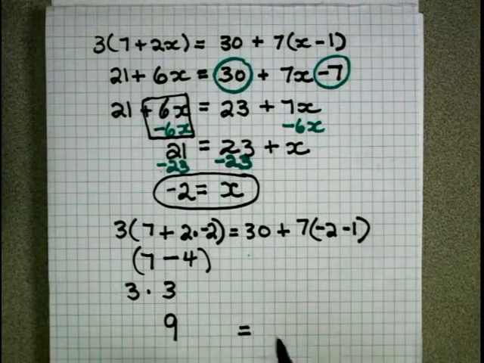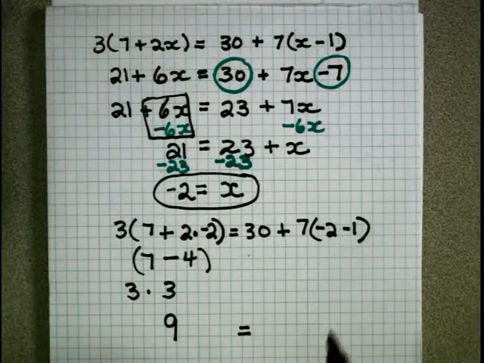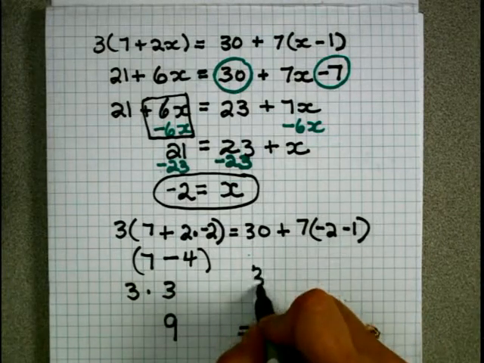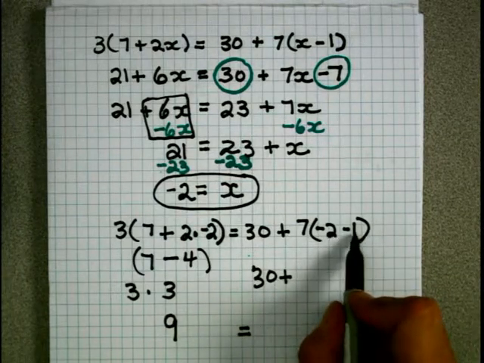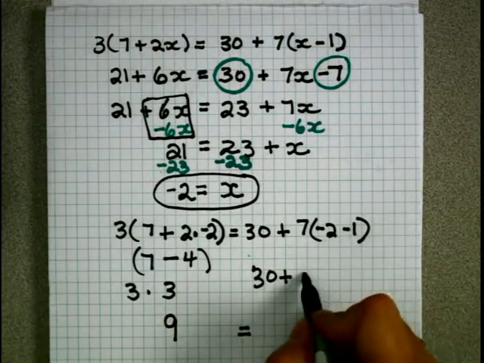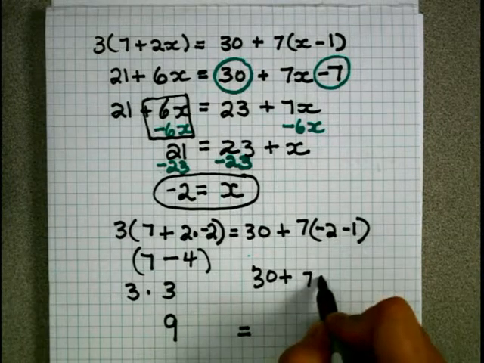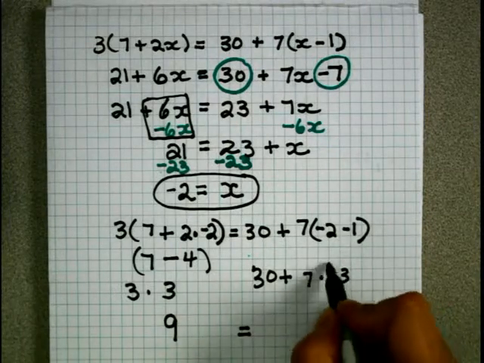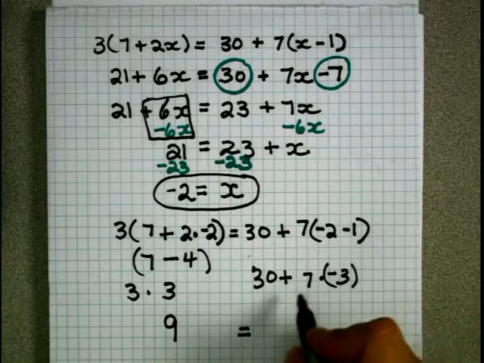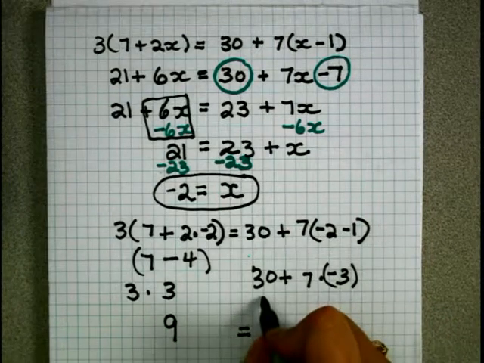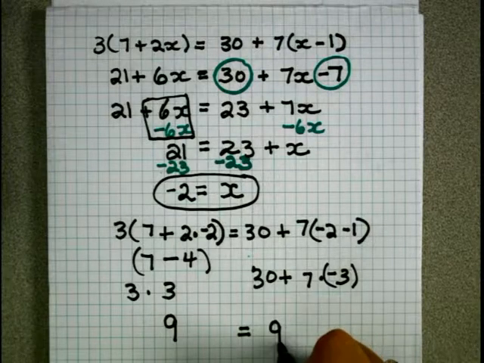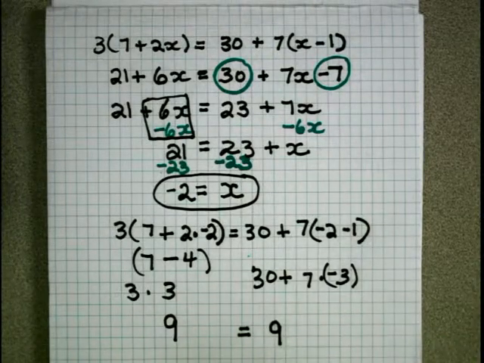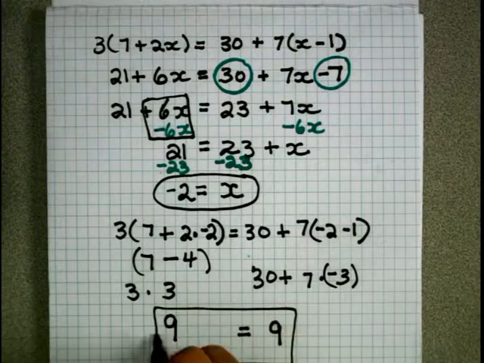We've got to make sure it's going to work on this side of the equation. We have a 30 plus, inside the brackets we have a negative 2 and negative 1 is a negative 3 times 7, which is going to give us a negative 21. So 30 plus negative 21 is also going to be 9. 9 equals 9, and the equation is solved.